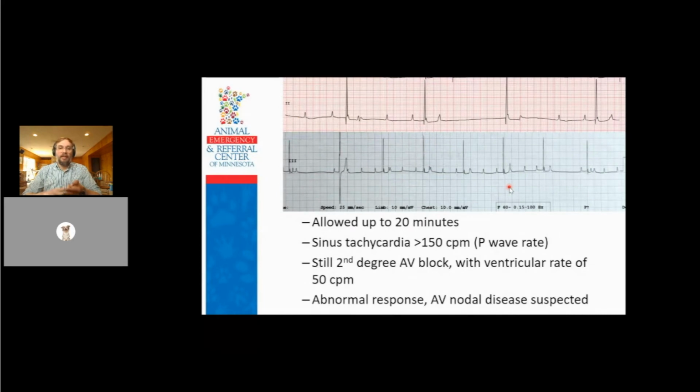And this is by 20 minutes, this is what we got. If you actually do the P wave rate, so you put your pen down, it's actually over 150, although over here nodal disease too. But we still don't have one-to-one conduction. And a normal atropine response test is regular one-to-one conduction tachycardic. So this would be an abnormal response. So this dog likely does have primary AV nodal disease.